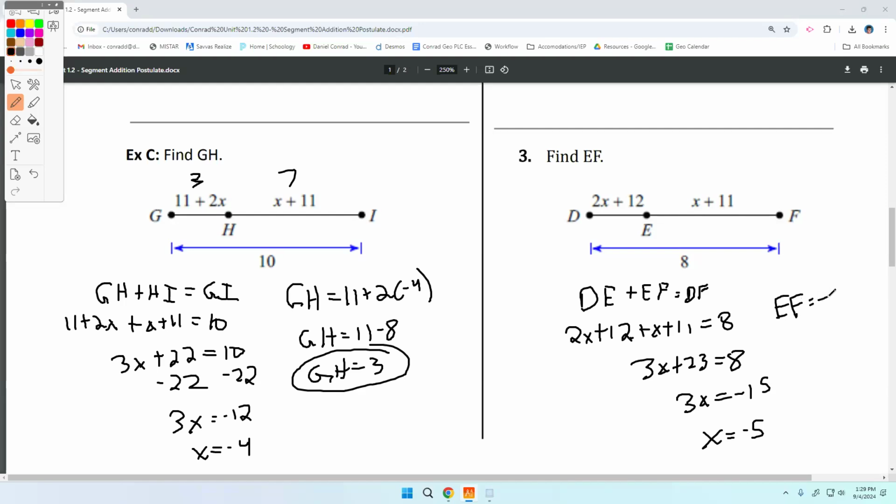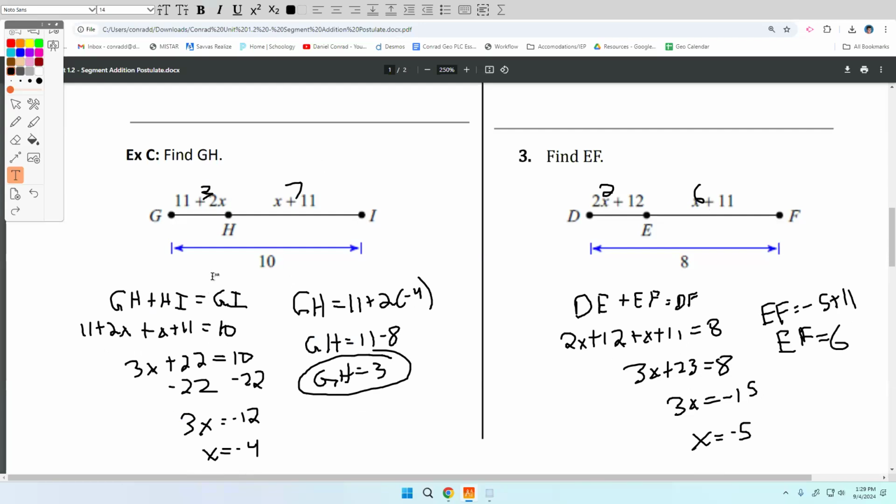So that's going to be negative 5 plus 11, which gives me positive 6. If I want to check my answer, I should plug here as well. 2 times negative 5 is negative 10. Negative 10 plus 12 is 2. 2 plus 6 gives me 8.